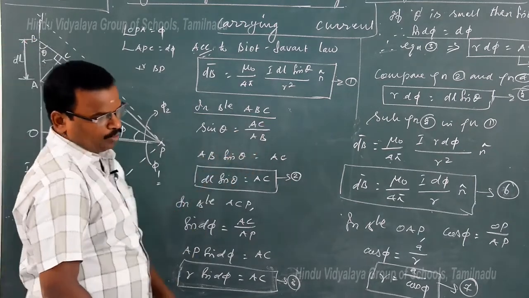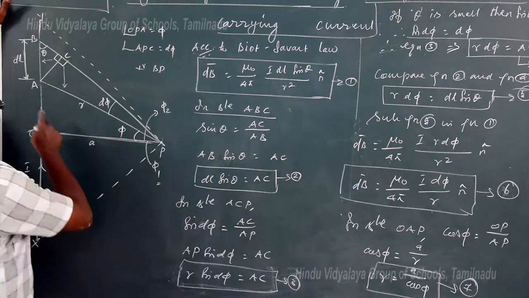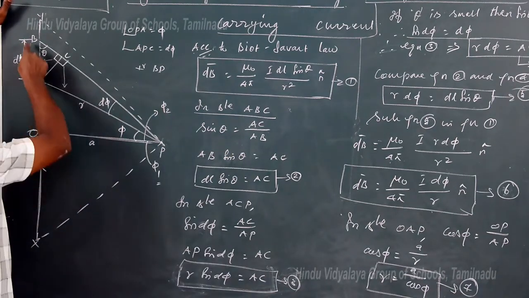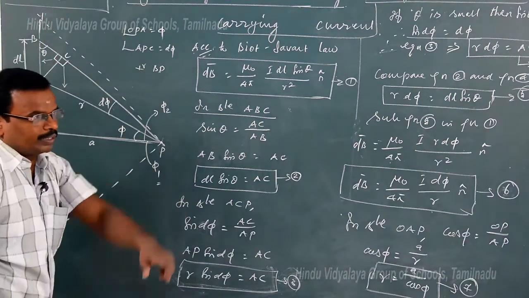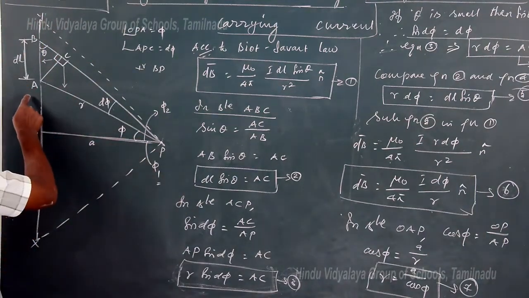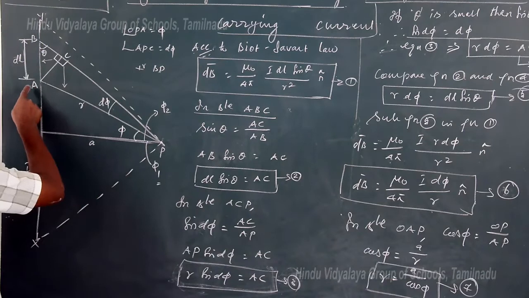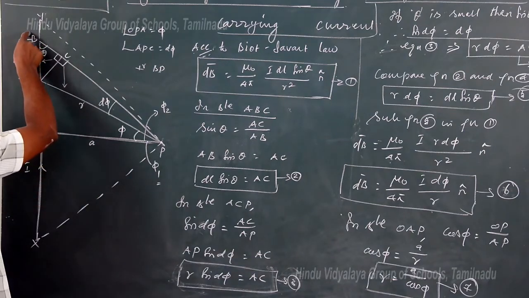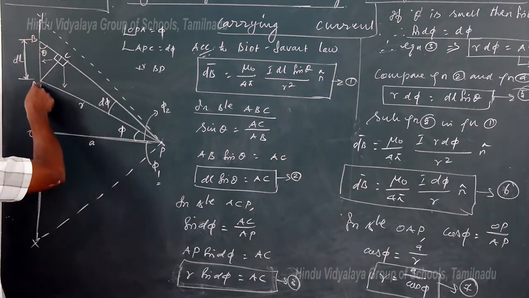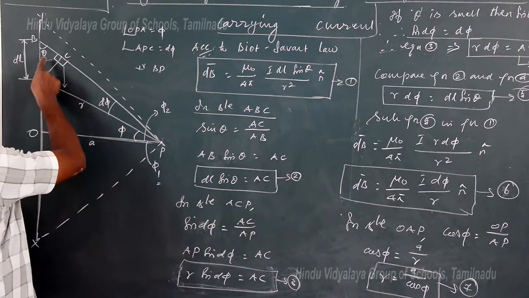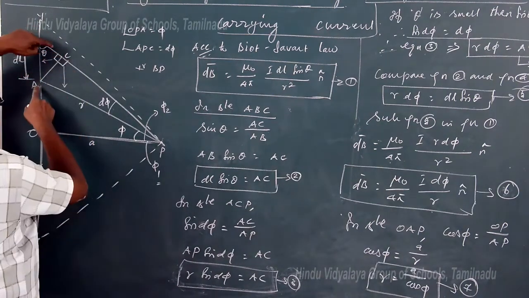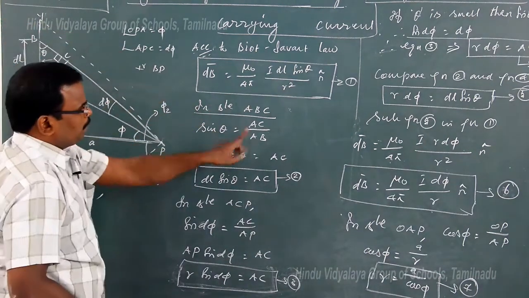AB. But in your textbook, the diagram is given with B here and A there. That is wrong. According to the equation given in your textbook, A should come here and B should come here. But in the textbook, B is here and A is there. So very important, you must change. A is replaced by what? B. So sin theta is equal to opposite side AC over hypotenuse AB.